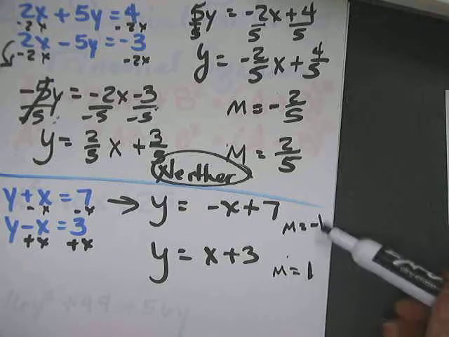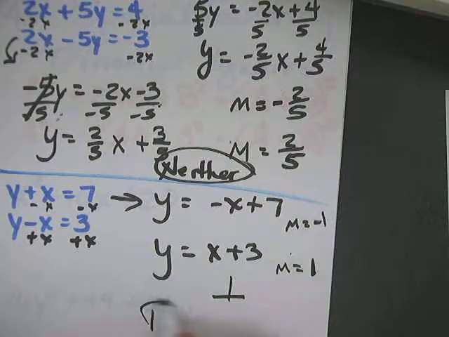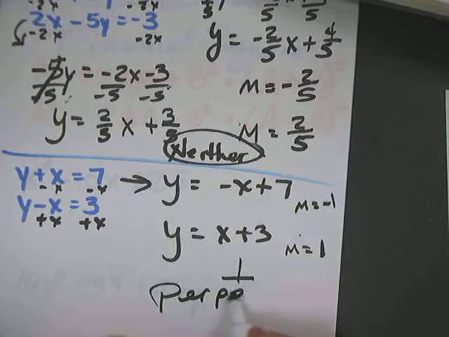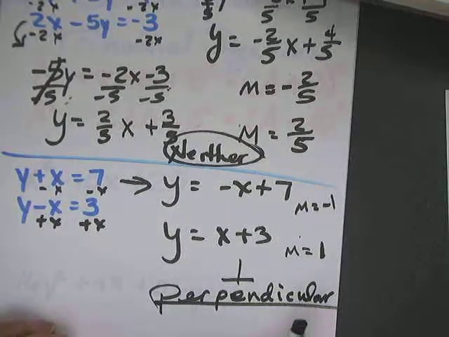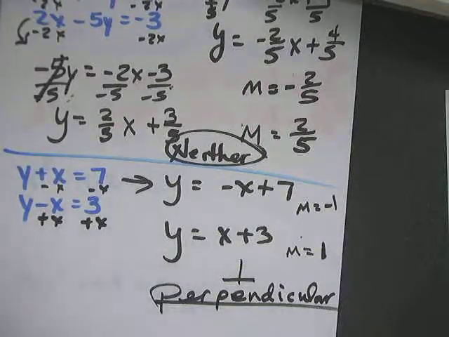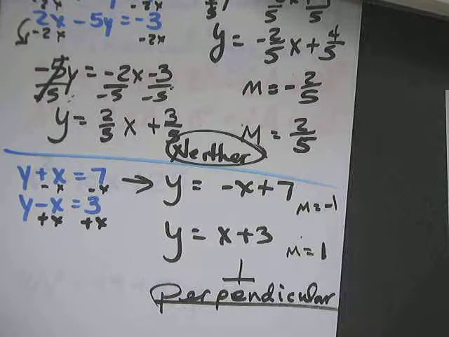Okay, solve for y. So we have y equals negative x plus 7, right? Negative x plus 7. And this one, add x. Y equals x plus 3. Slope of this one is negative 1. Slope of this one is positive 1. Are they negative reciprocals? No, neither. What's a reciprocal of 1? Oh, wait, yeah. Reciprocal of 1 is 1. So they are negative reciprocals. So they're perpendicular.